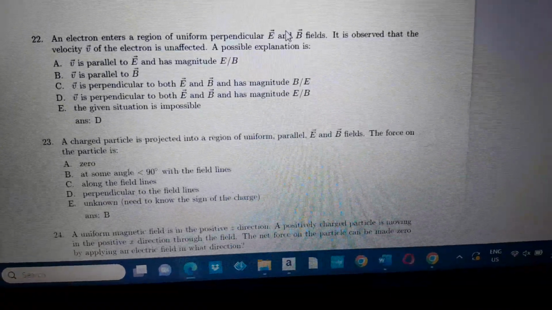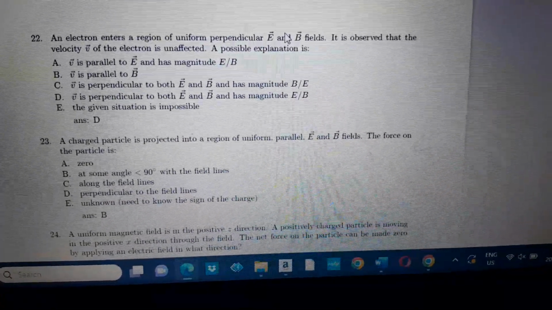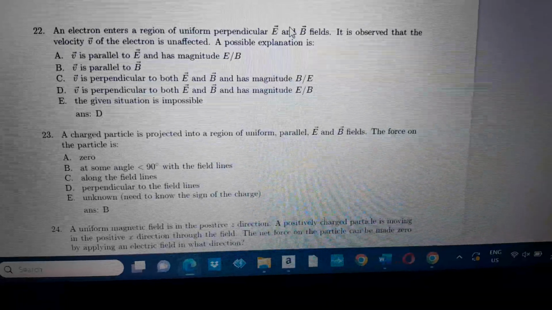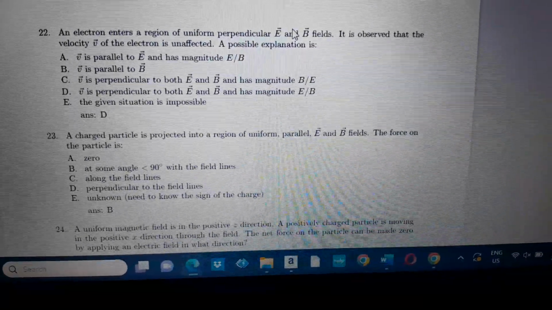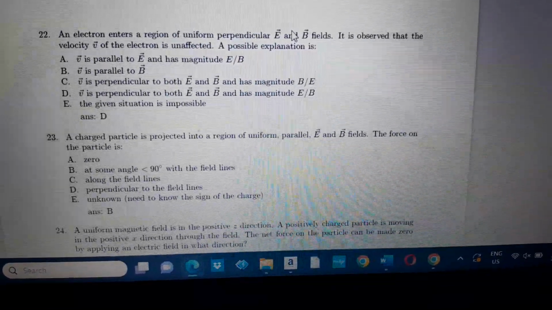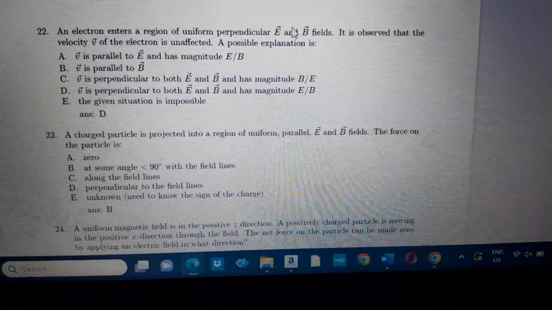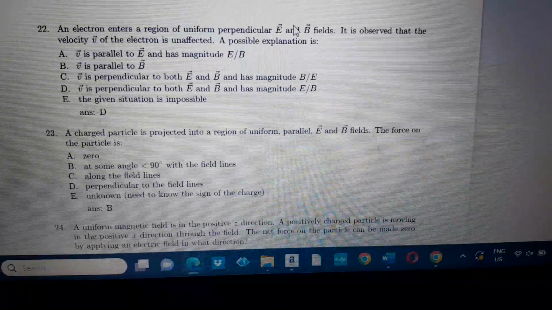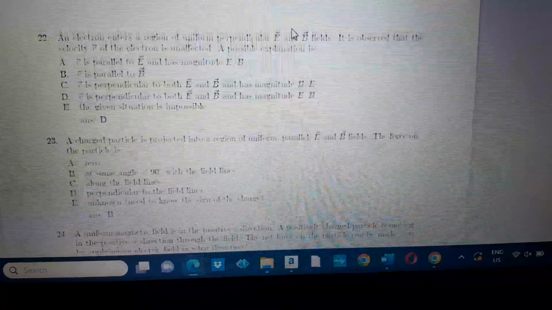A charged particle is projected into a region of uniform parallel E and B fields. The force on the particle is at some angle which is less than 90 degrees with the field lines.